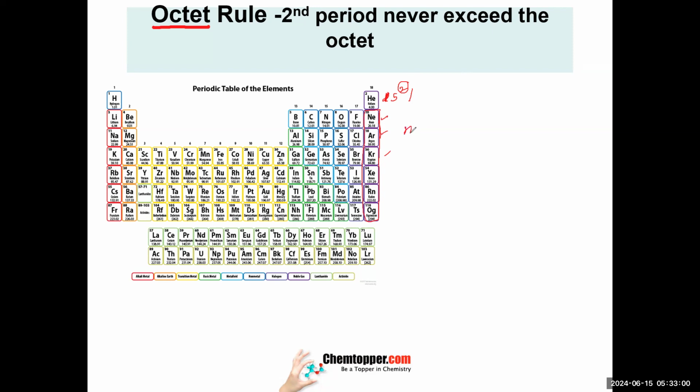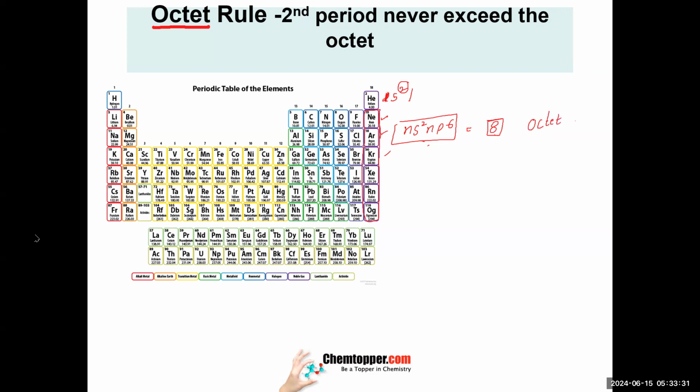And how many electrons are these? ns² and np⁶. Count the total: 6 plus 2, 8. So this is a magic number. The shell is closed, and this is the outermost shell with 8 electrons. If you pick up any element, this is the outermost shell, and with 8 electrons, it is called an octet.